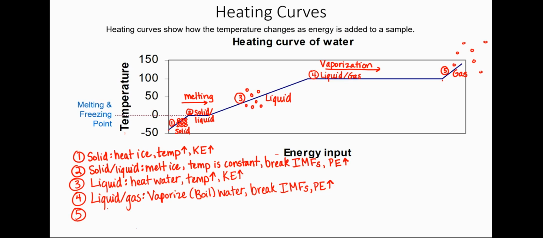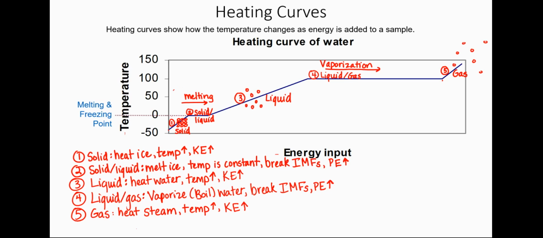And in the last step, we have all gas, and we are going to heat up that steam, heat up that gas. And as we do that, temperature increases and average kinetic energy increases. And that steam can get quite hot. We're unsure of the temperature, and so it can cause pretty severe burns.